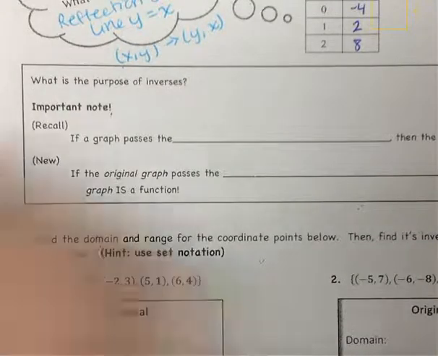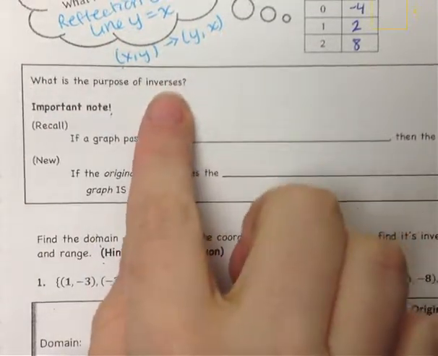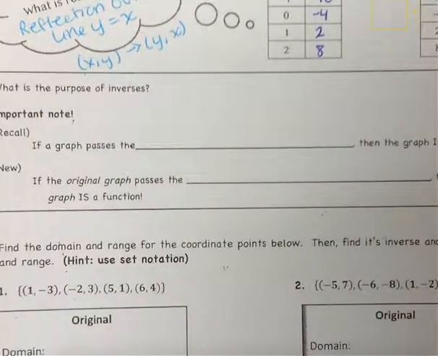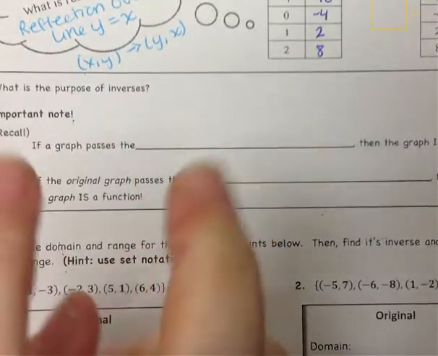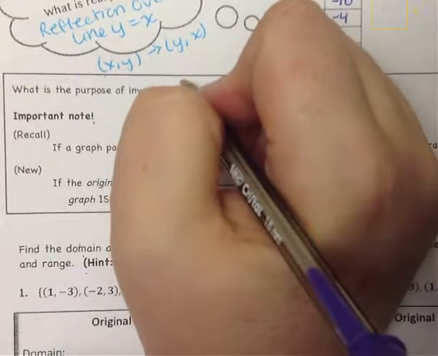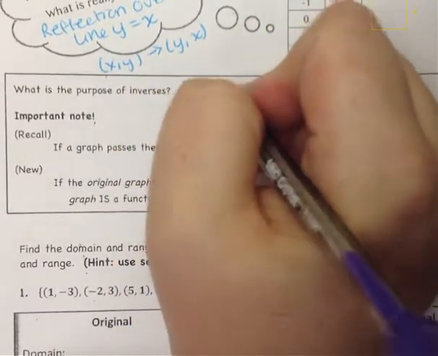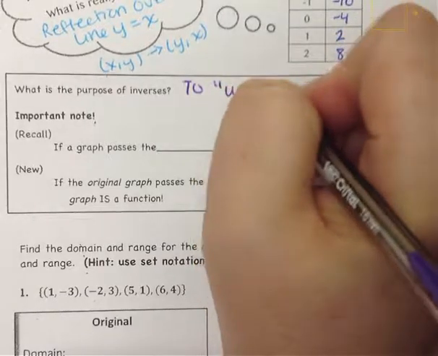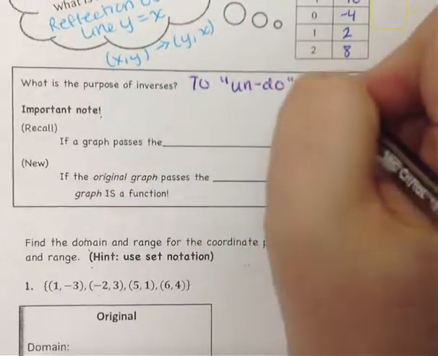So what is the purpose of inverses? Inverses are undoing functions. Inverses are undoing operations. The inverse of addition is subtraction. The inverse of multiplication is division. You undo something. So the purpose of inverses is to undo a function.